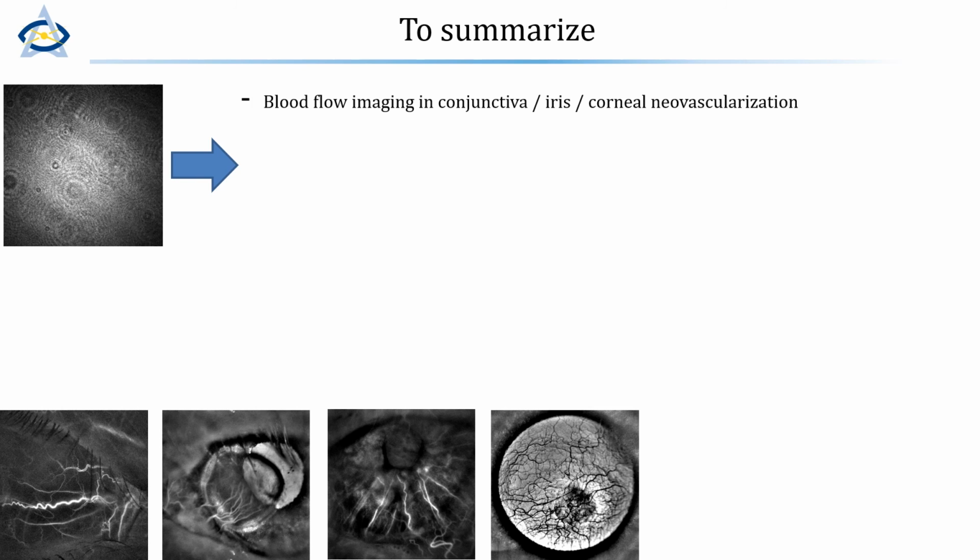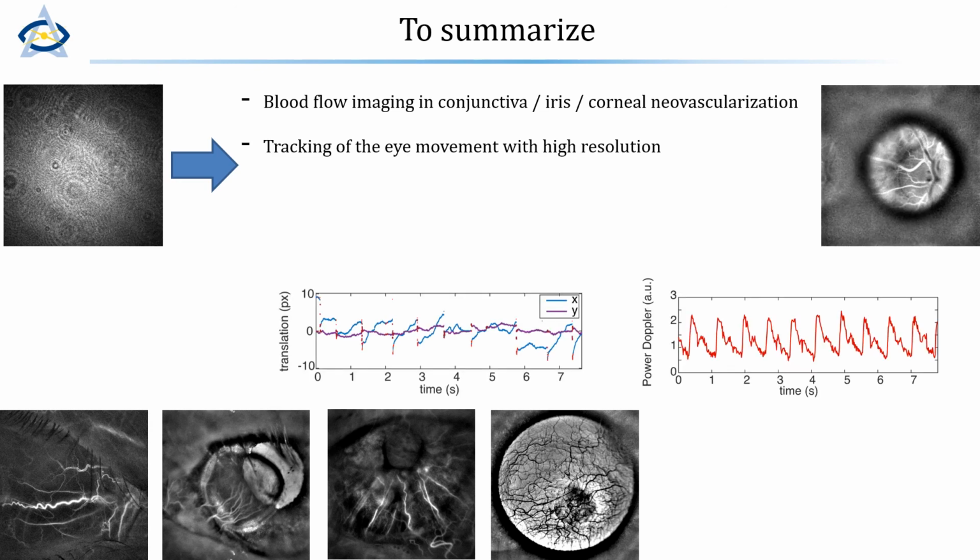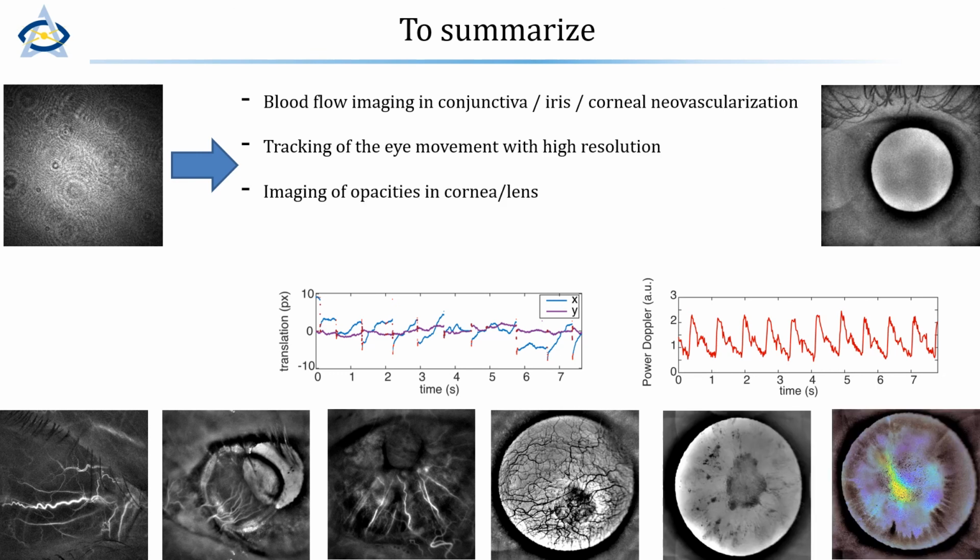So to summarize, what we have shown here is that when we have these raw interferograms that we record on our camera, we can just process them differently than usual in order to monitor blood flow in the conjunctiva, in the iris, in cases of corneal neovascularization. We can use our usual retinal blood flow measurement and track the eye movement with high resolution and assess also the opacity, so that just requires different data processing than what we usually use.